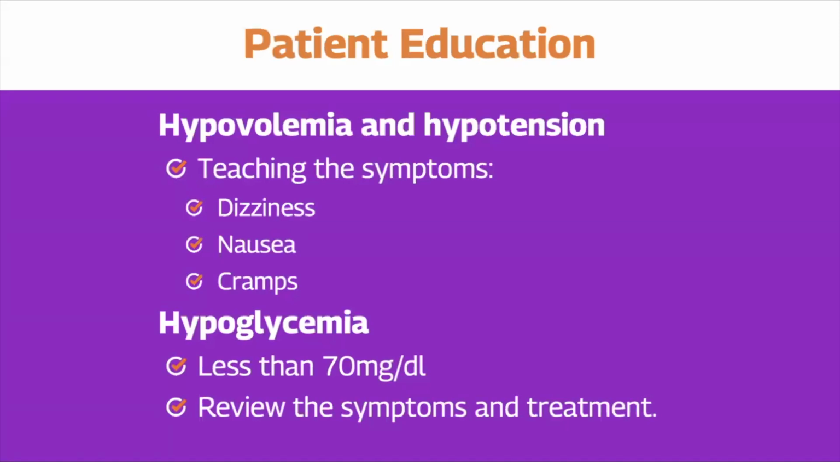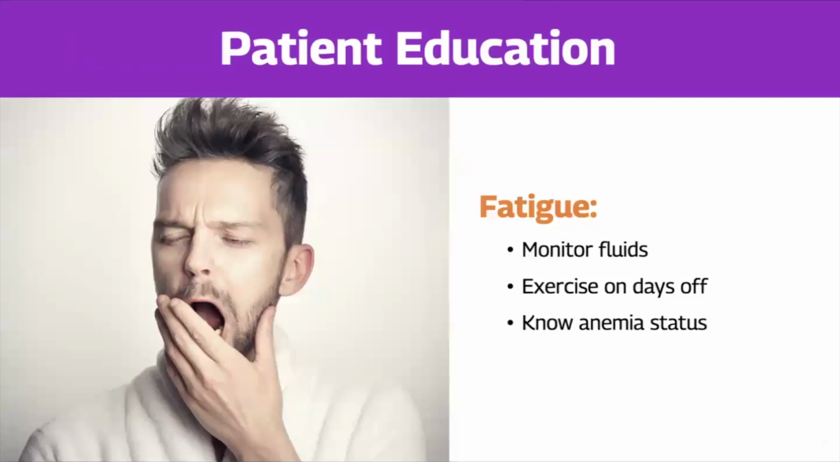Hypovolemia and hypotension, we need to teach the symptoms: dizziness, nausea, cramps. Hypoglycemia, they need to know anything under 70 is not acceptable, and to review the symptoms and treatment. So patient education and fatigue.